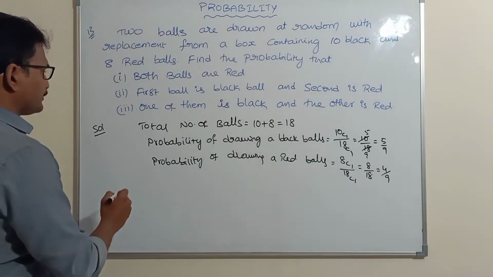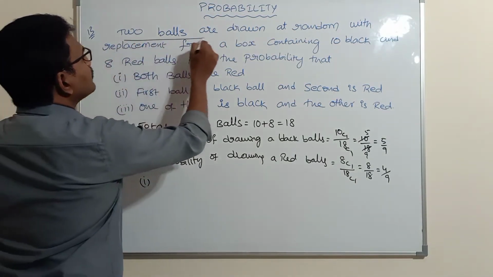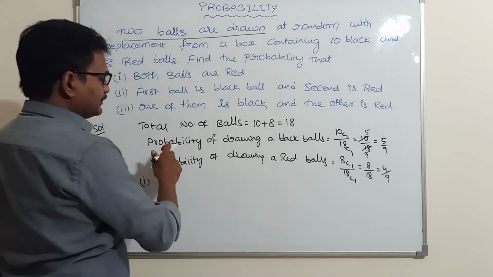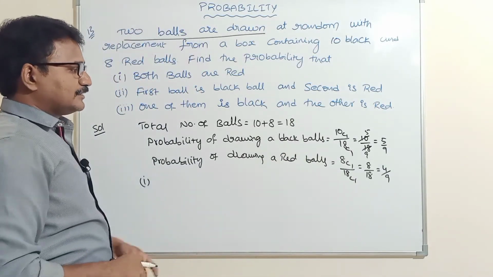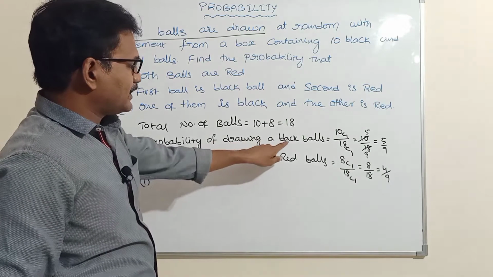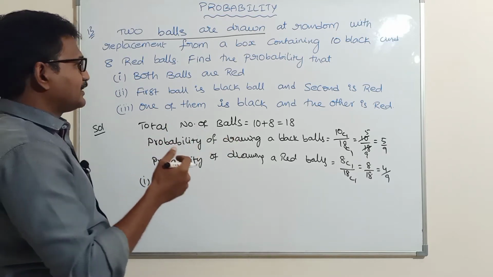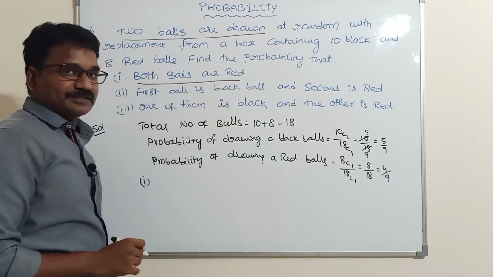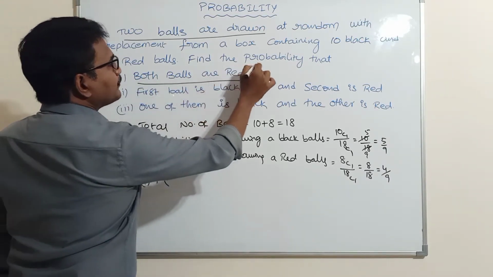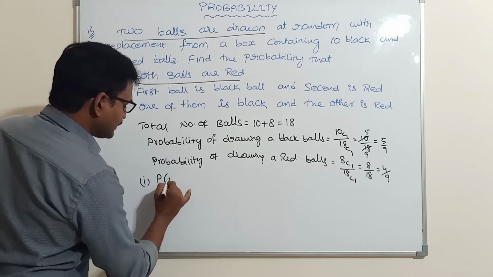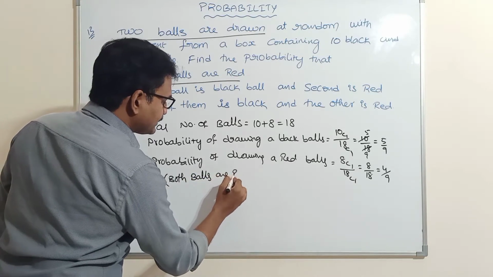Now the first question. This is the probability of drawing a single ball: 5 by 9 for a black ball and 4 by 9 for a red ball. If two balls are drawn, what is the probability that both balls are red? That is, P of both balls are red, which is the first question.